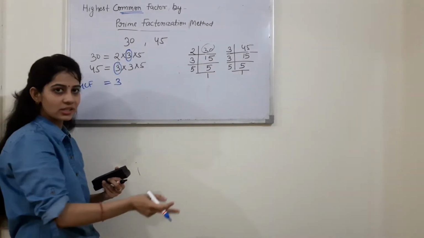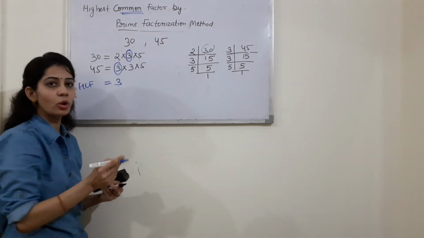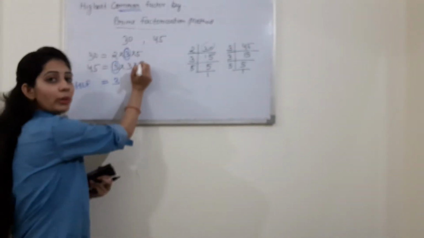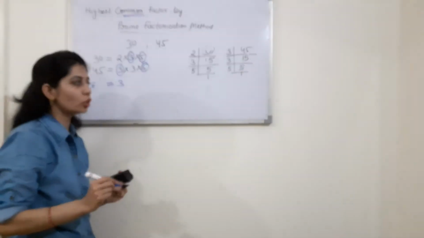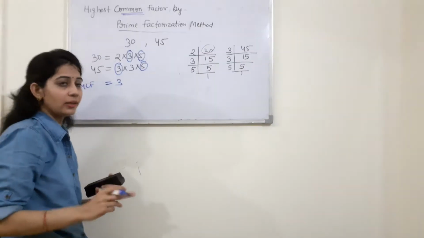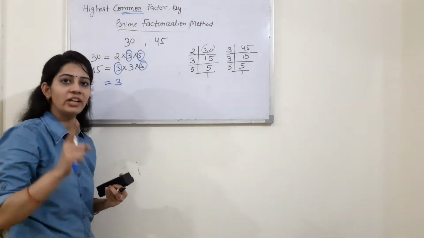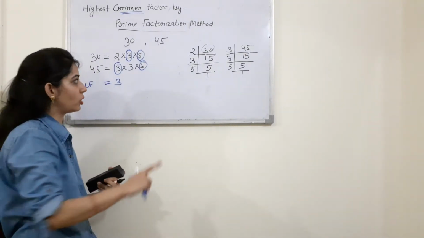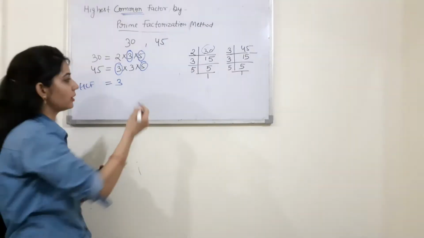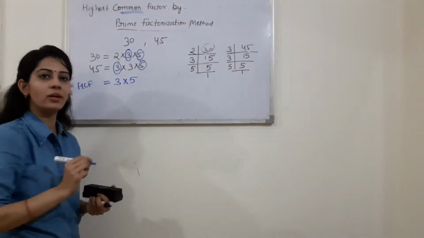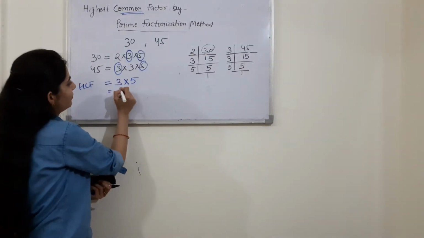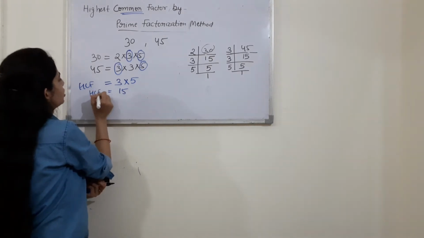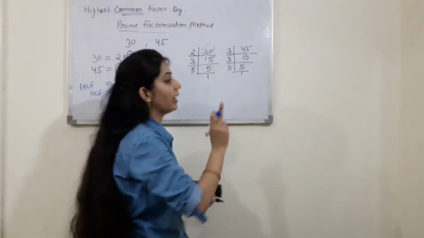Now move on to the next number, that is 5 here. So we will see whether we are able to make the group of 5. Yes, because 5 is here, 5 is also a factor of 45. But again we will write 5 only one time because this is common, right? Now we will multiply the common factors. So 3 multiplied by 5 is 15. So this is the HCF of 30 and 45.